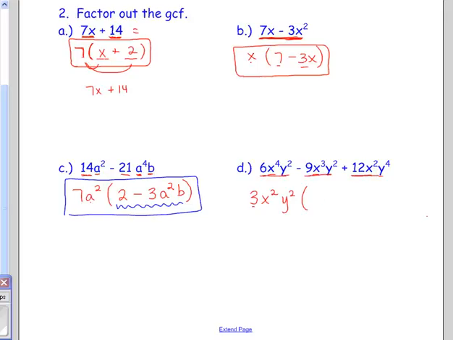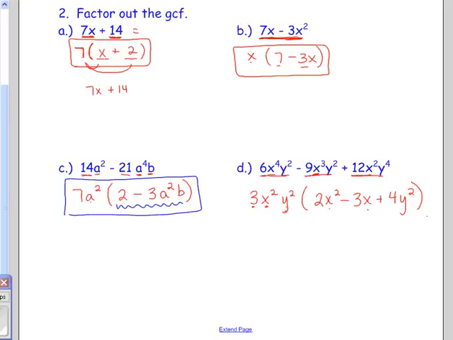3 into 6 is 2. X squared from x to the fourth is x squared. Y squared from y squared leaves me no y's. 3 into negative 9 would be negative 3. X squared from x cubed leaves me with x. Y squared from y squared leaves me no y's. 3 into positive 12 would be positive 4. X squared from x squared leaves me no x's. Y squared from y to the fourth leaves me with y squared.